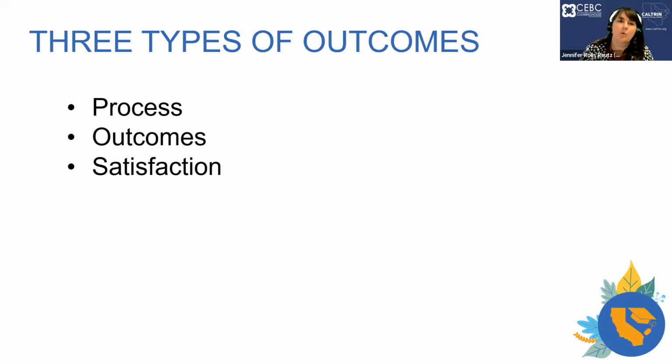Okay, so we're going to talk today about process, outcomes, and satisfaction. Obviously, there are many more types of outcomes. You might hear things like impact, etc. So we're keeping it simple. We're doing these three, okay? Process, outcomes, and satisfaction. And you want to keep these in mind as we continue. We'll come back to these again when we talk about measurement.